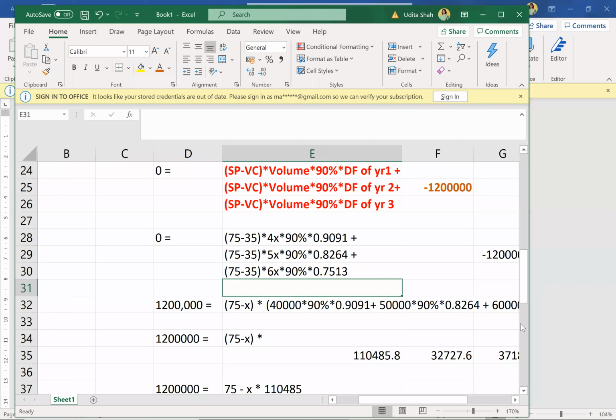See if this is understood. What I changed: the selling price we know remains 75, and the variable cost we know remains 35. Only the sales volume we need a new value where NPV equals 0. So instead of 40,000, 50,000, 60,000, we should take it as x. But since sales volume is different each year, I need to keep the ratio the same. So instead of 40, 50, 60, I have taken 4x, 5x, and 6x. Okay, solve the equation then.